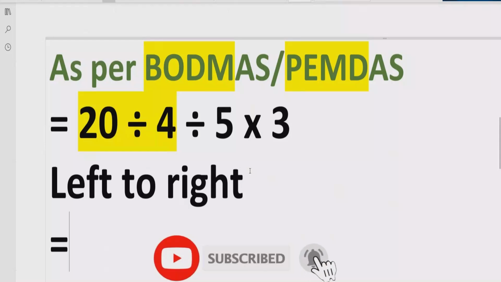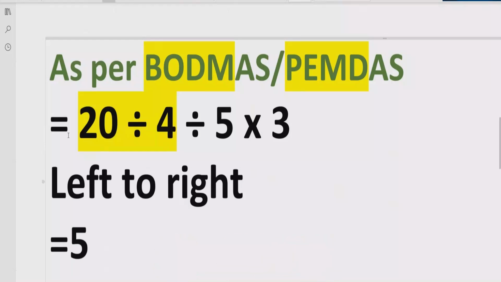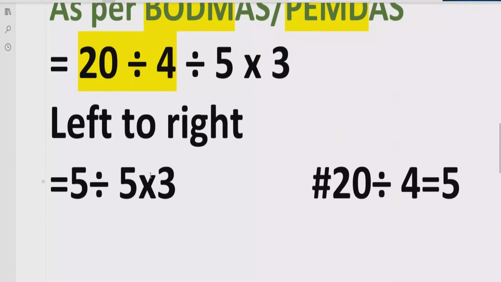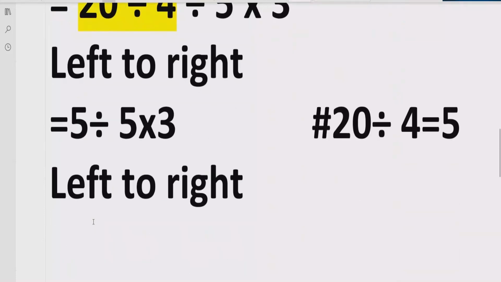So now we have 20 divided by 4, which is equals to 5. So we have to write like this. And divided by 5 multiplied by 3, we will write here as it is. And here we have to give the reference 20 divided by 4 equals to 5. Now move forward. Again, we have to go left to right and find out division and multiplication.